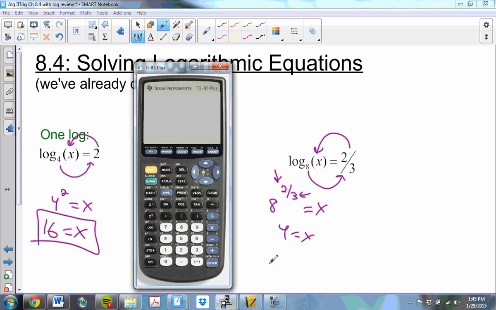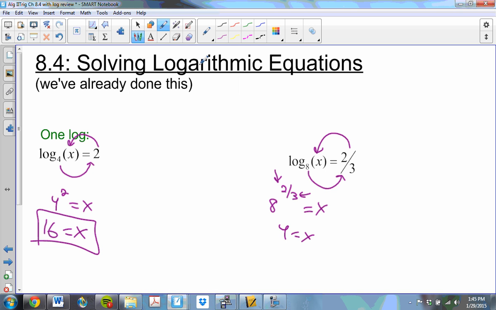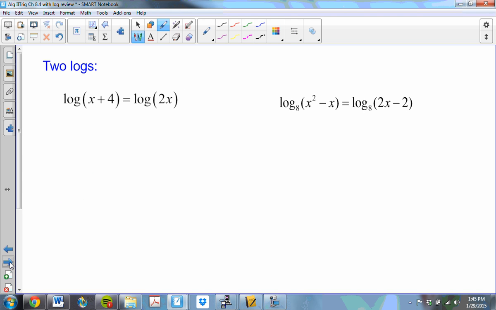But if you want to, 8 to the 2/3, 4. Beautiful. With one log, you just convert. It's pretty straightforward. The book shows another way of doing this that I'll explain at the end of this video. I think it's kind of silly and pointless, but also something you should see.